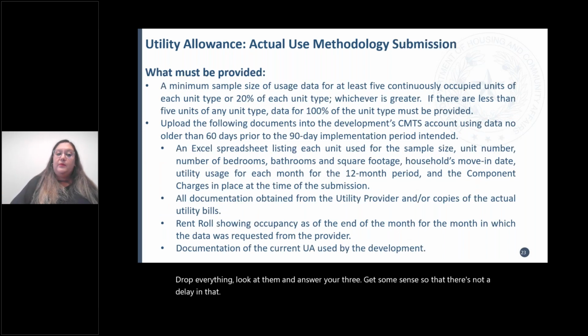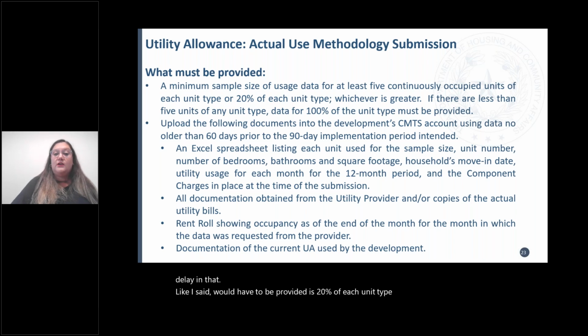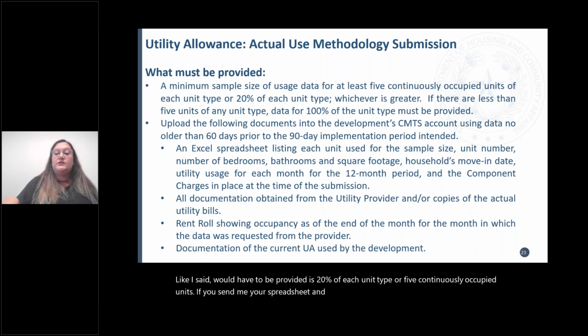Like I said, what has to be provided is 20% of each unit type or 5 continuously occupied units. If you send me your spreadsheet and somebody's only lived there 6 months, that one's automatically out. It has to be households that have lived there for a full 12 months of data.